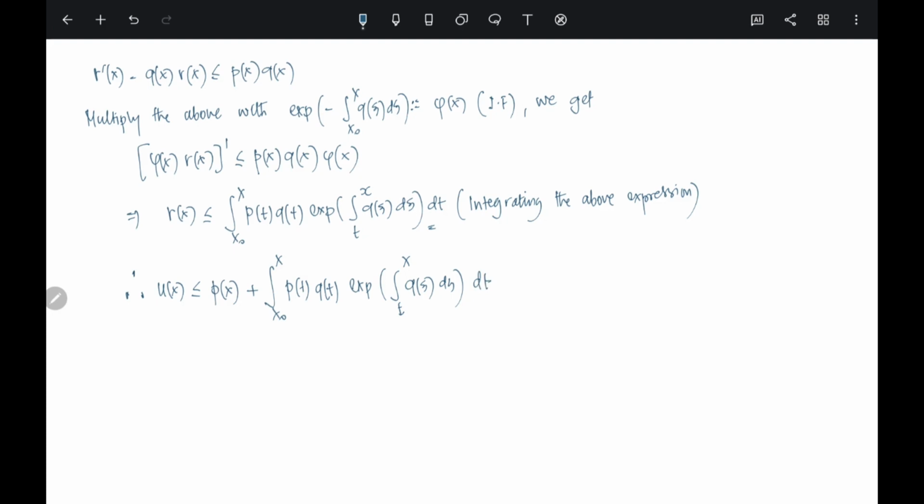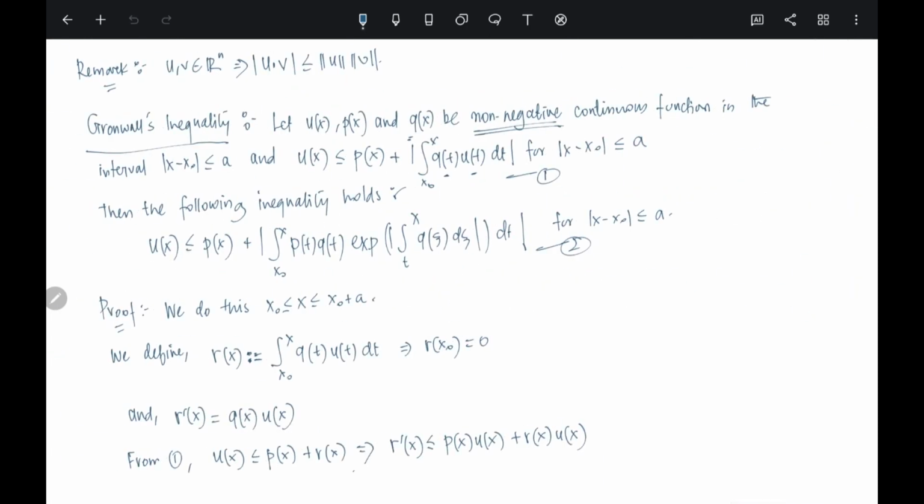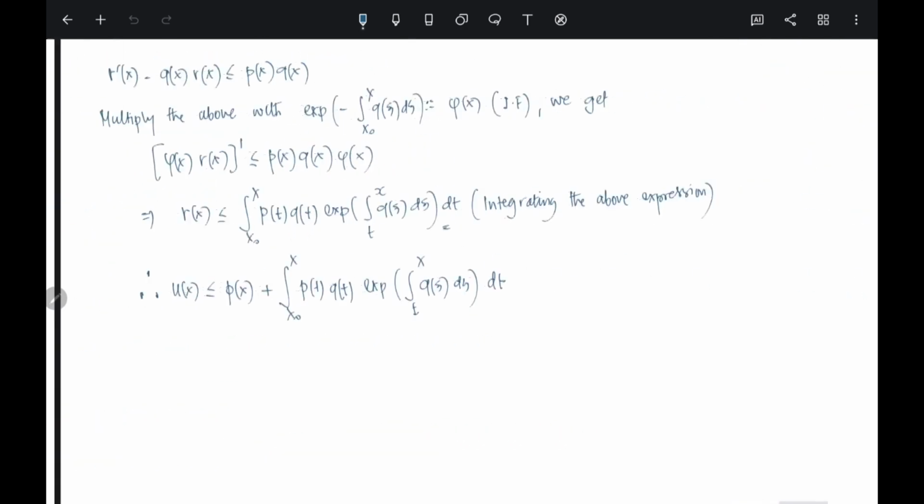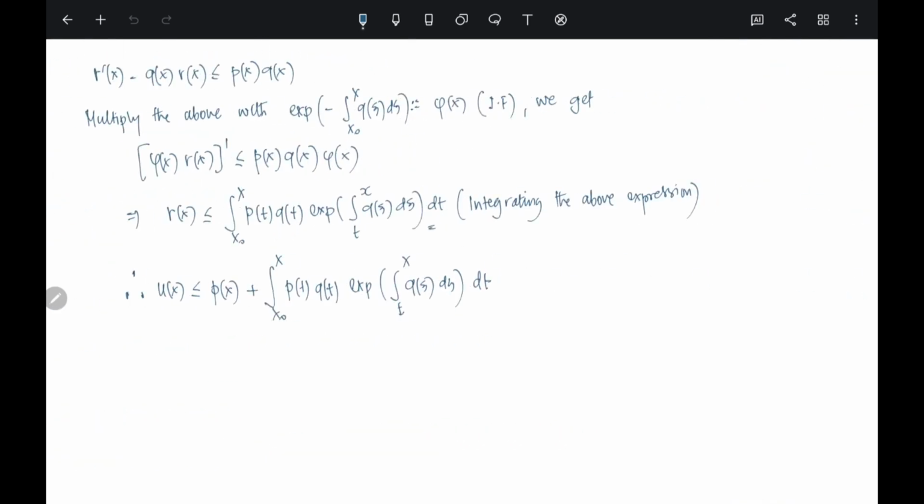Now you see the original expression has a modulus sign here. You will get that once you do the x naught minus a part also. So once you put it together, we have this Gronwall inequality. I hope this is clear.